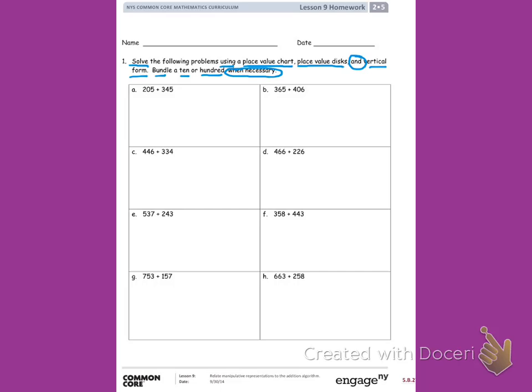Item A, 205 plus 345. I'll go ahead and draw my place value chart and label it ones, tens, hundreds. Now I'll draw the number 205. 205 has two groups of 100. Zero tens and 5 ones.